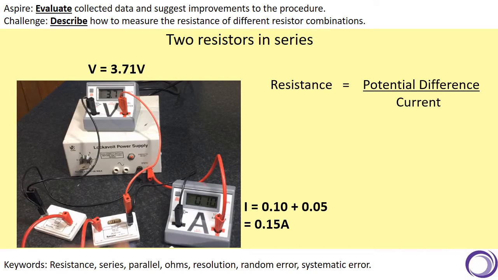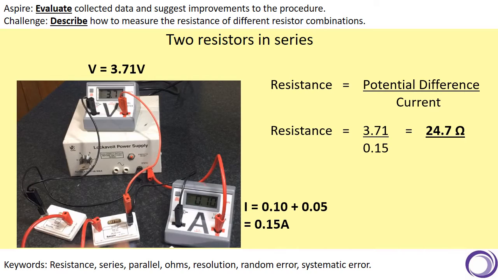Resistance is potential difference divided by current. That comes from the equation V equals I times R. Pop the numbers in. So 3.71 volts divided by 0.15 amps gives us a value, to three significant figures, of 24.7 ohms.